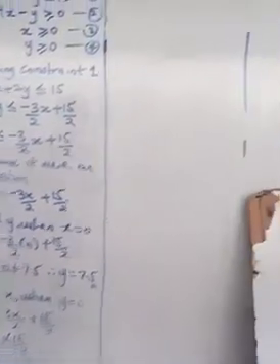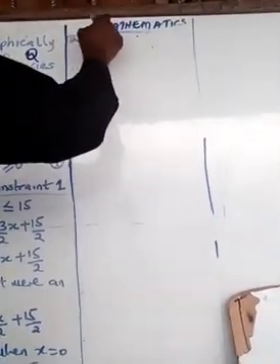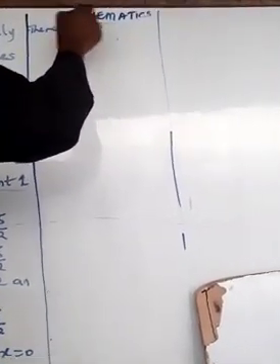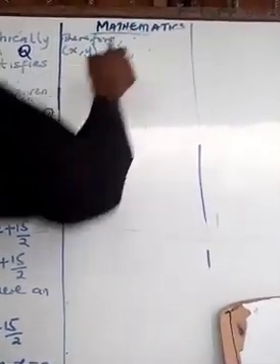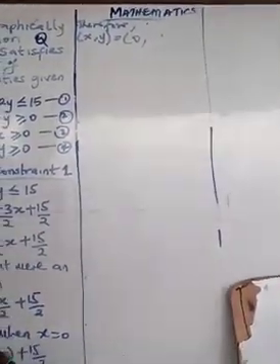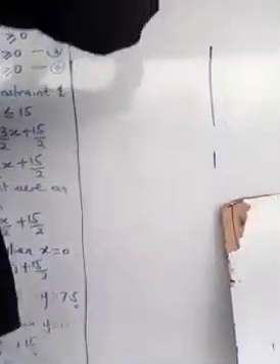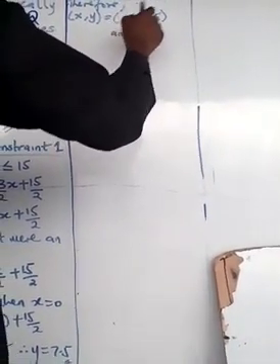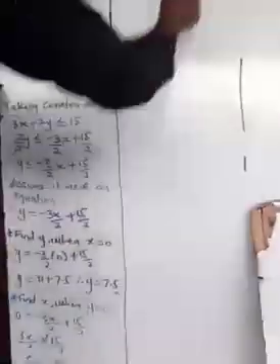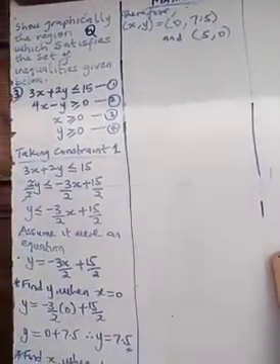So the coordinates for constraint 1: when x is 0, y is 7.5, and when x is 5, y is 0. Now that's for constraint 1.